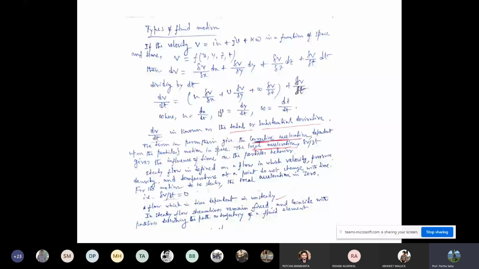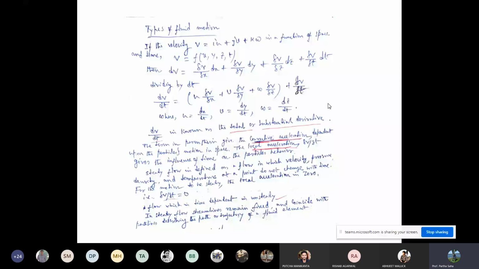The dv by dt is known as the total or substantial derivative. The terms in the parenthesis, u del v by del x, v del v by del y, w del v by del z, give the convective acceleration, dependent upon the particle motion in space. And the local acceleration is given by the second term, that is del v by del t, which gives the influence of time on the particle behavior.